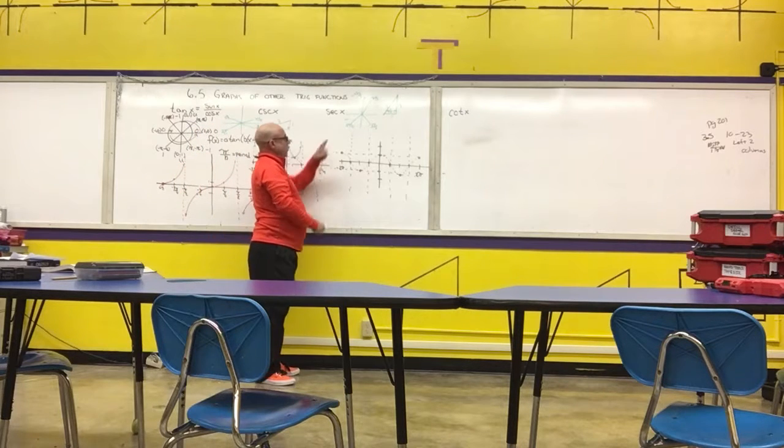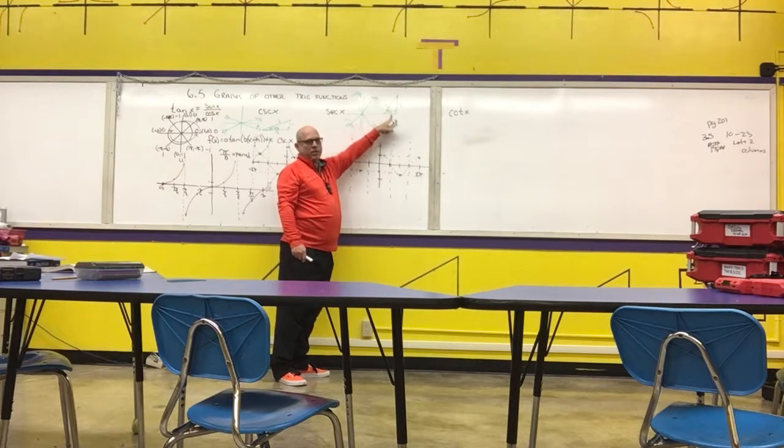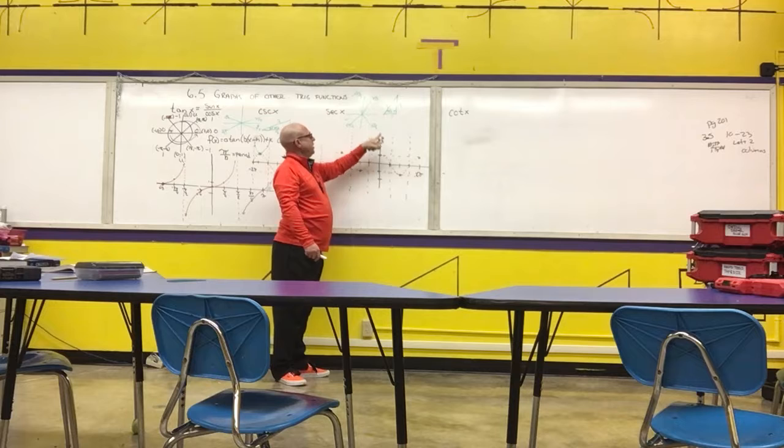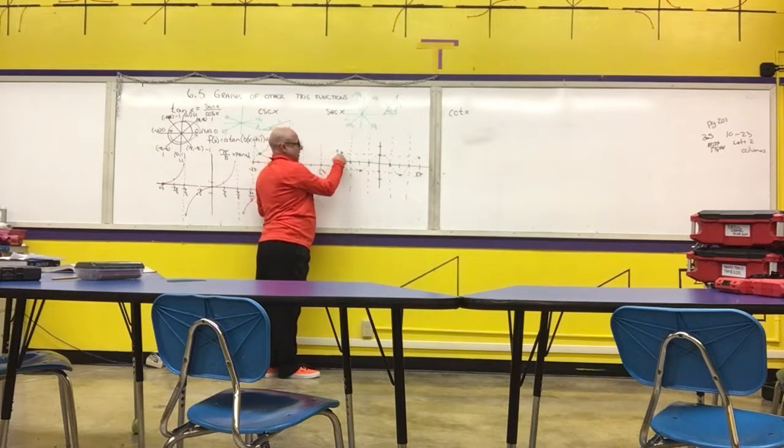And everywhere that I'm at one of these pi third angles, my cosine is 1/2 or negative 1/2. Therefore, the secant is going to be 2 or negative 2. So where it's positive, it's going to become a 2. Where it's negative, it's going to become a negative 2.